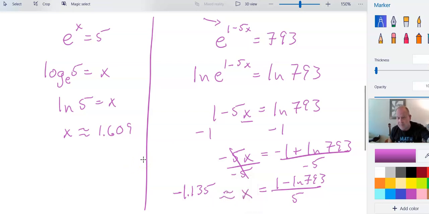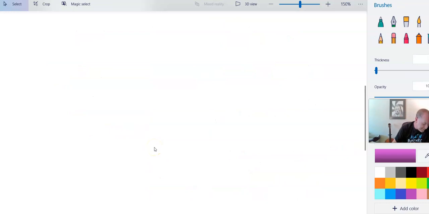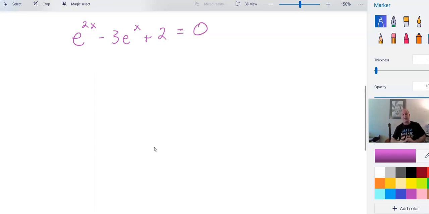Now, sometimes these things are housed in weird little things. So let's look at one more here just so you have an idea of what's going on. So let's suppose we're handed this instead. e to the 2x minus 3 times e to the x plus 2 is equal to 0. Okay, so the first problem right off the bat is like there's not an exponent, there's not quantities on each side that we can turn into exponentials, right? So that's the first problem.